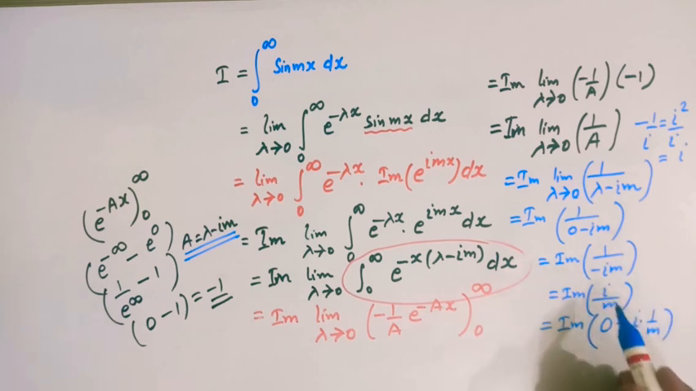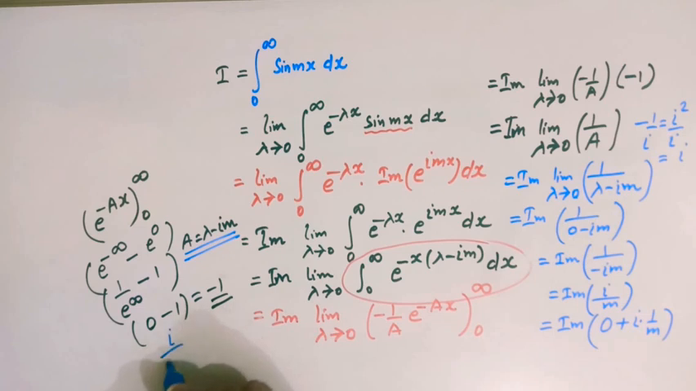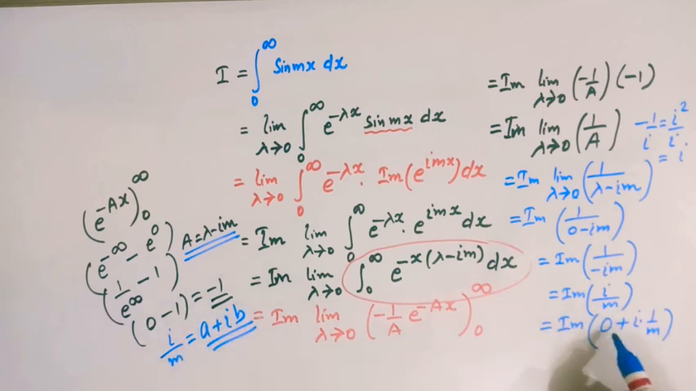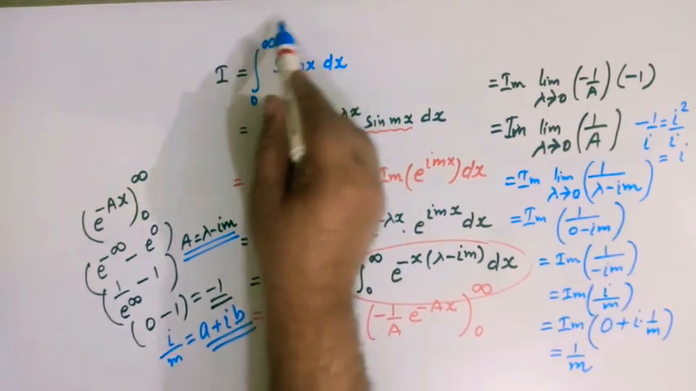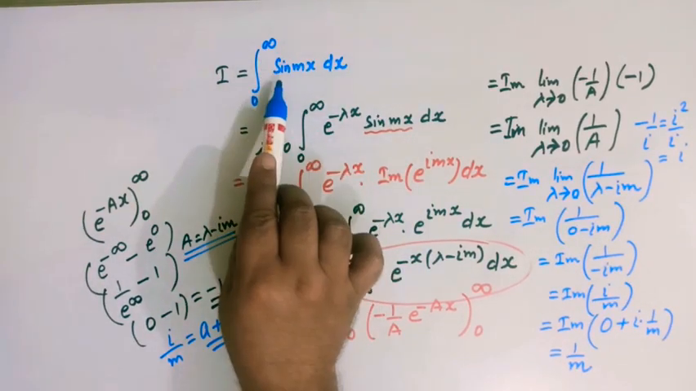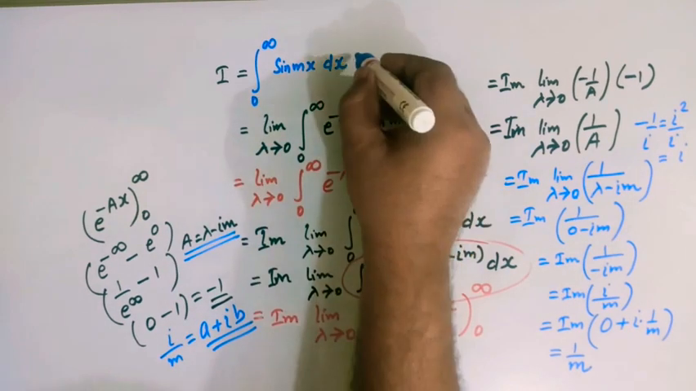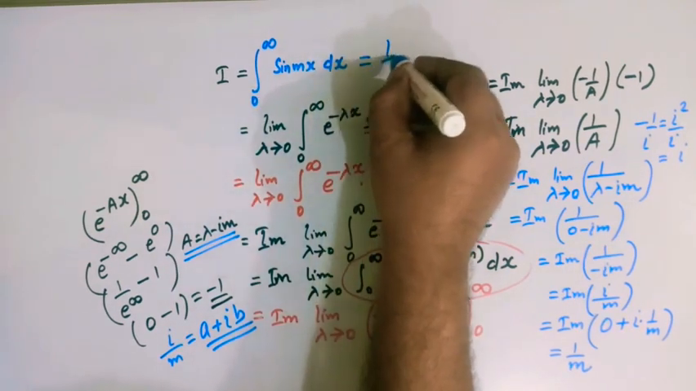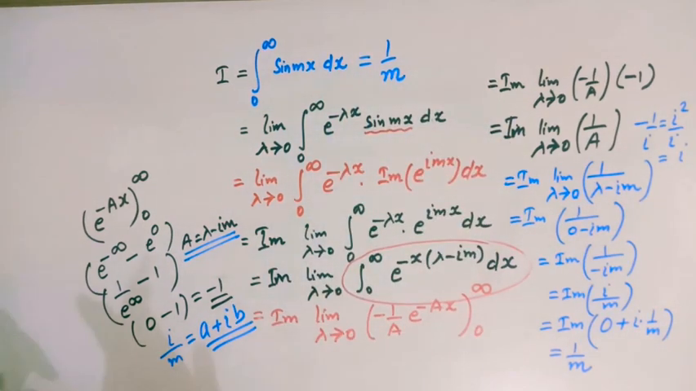So we have expressed this complex number iota over m in the form a plus iota b, and the imaginary part of this complex number is 1 over m. So the value of this integral from 0 to infinity of sine mx dx is equal to 1 over m. So viewers, this is how we solve this problem by using complex numbers.